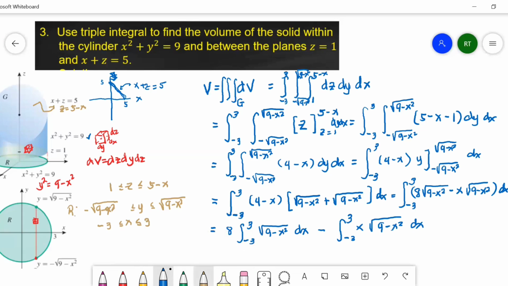Now, the first integral can be evaluated by trigonometric substitution, and the other integral can be evaluated by the power formula. So just continue the integration in x. First integral by using trig substitution, and then we have the second integral, which can be evaluated by the power formula.